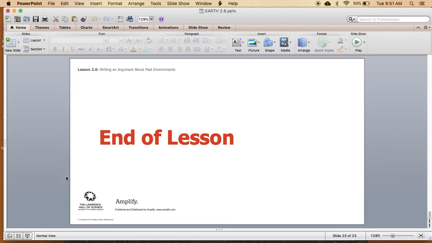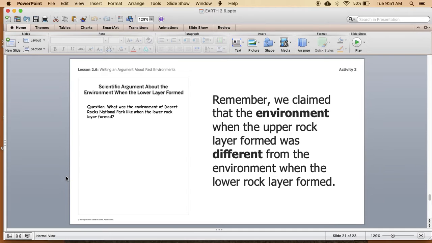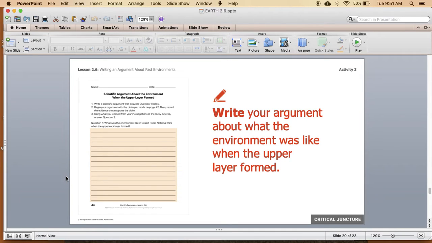That will be the end of this lesson. Make sure that when you guys are writing your scientific argument that you answer both pages. There are 2 worksheets. What I'm really looking for is your claims and how you support them with evidence.